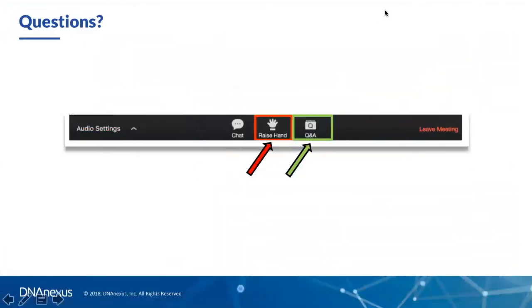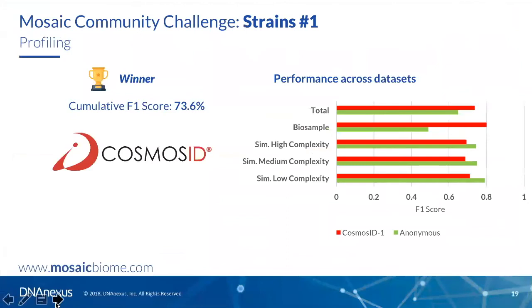So we'll move to the, so we don't have any more questions, I think. So we'll move to the second part of the presentation, which is the presentation by CosmosID. And I'll just mention here quickly that for the profiling part, what we evaluated is the cumulative F1 score, which is a measure of precision and recall. And CosmosID performed the best.